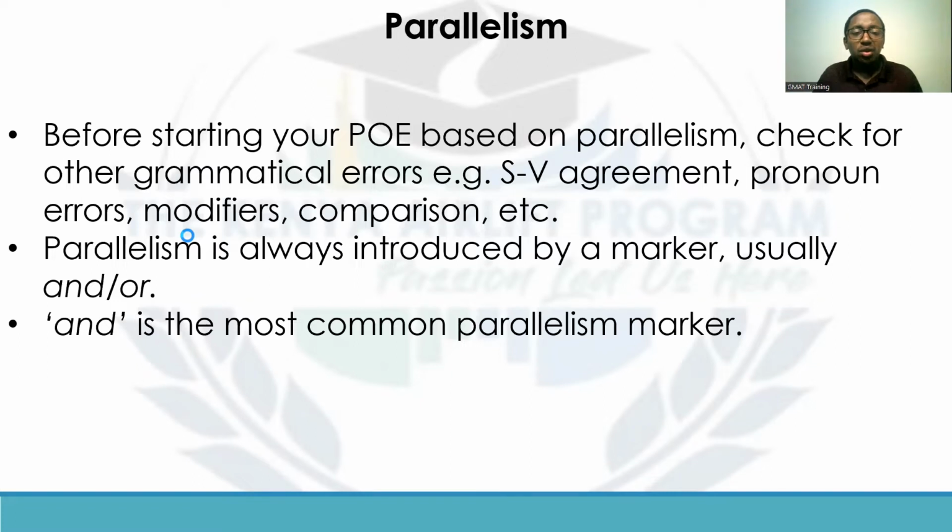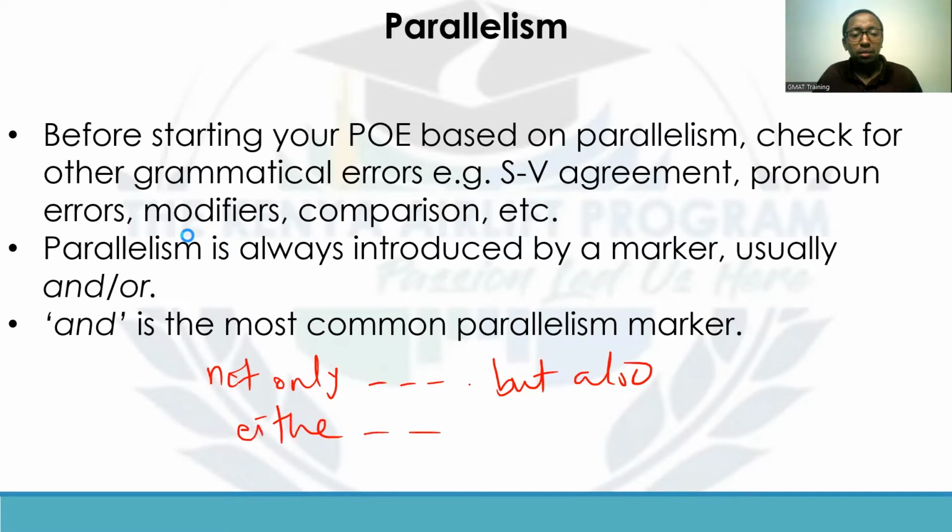Parallelism is always introduced by a marker, usually and or or. And is the most common parallelism marker, followed by or, and then there are some other ones that are not so common, like not only, but also, either, or. But these are not so common for testing parallelism. The most common one that you'll find is and.